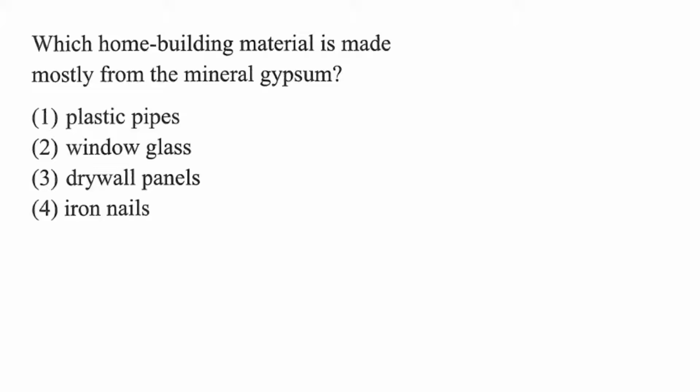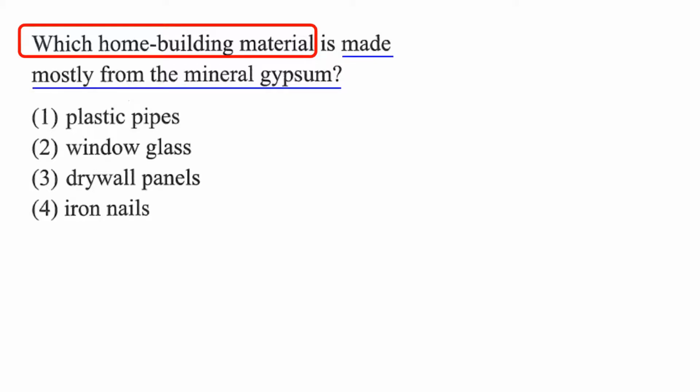Another example, this looks at the uses of minerals. So we're looking for which home building material is made from gypsum. Is it plastic pipes, window glass, drywall, or iron nails?